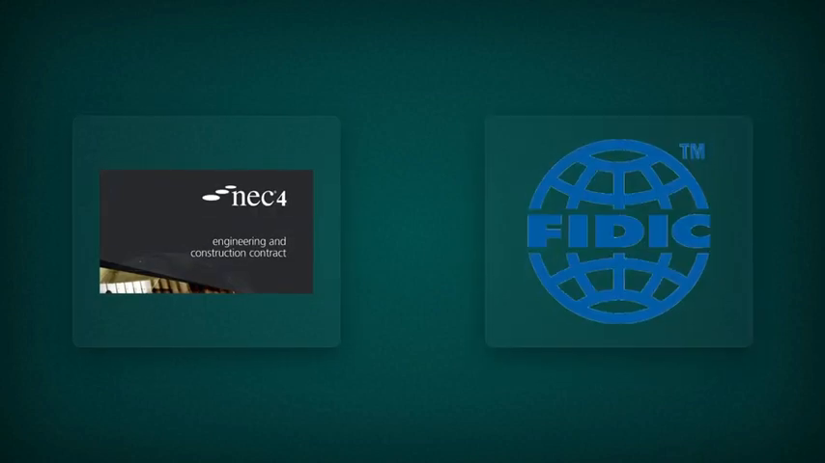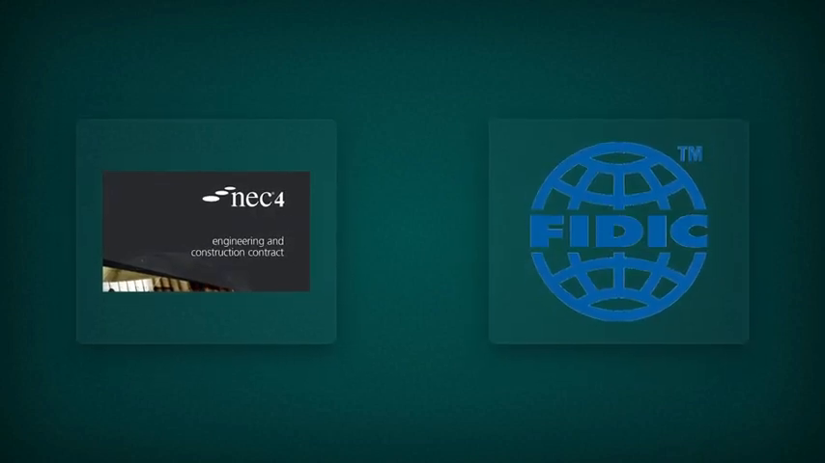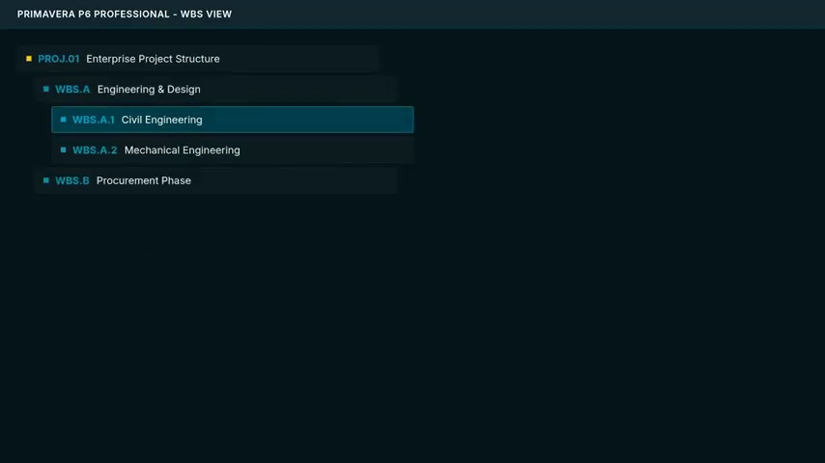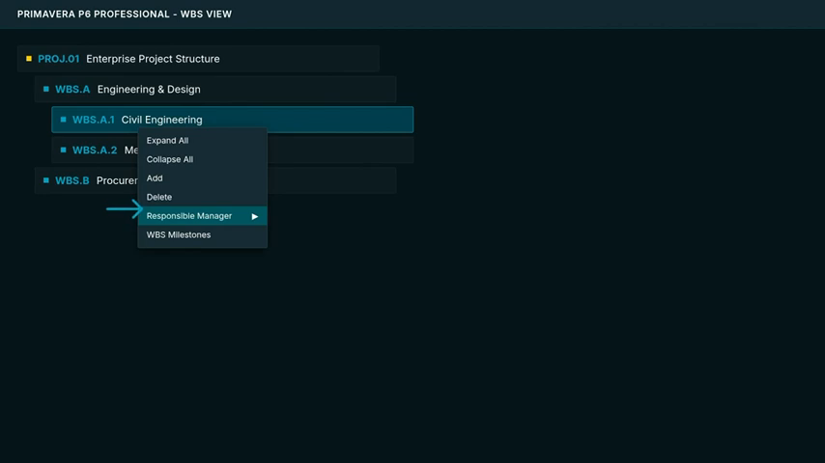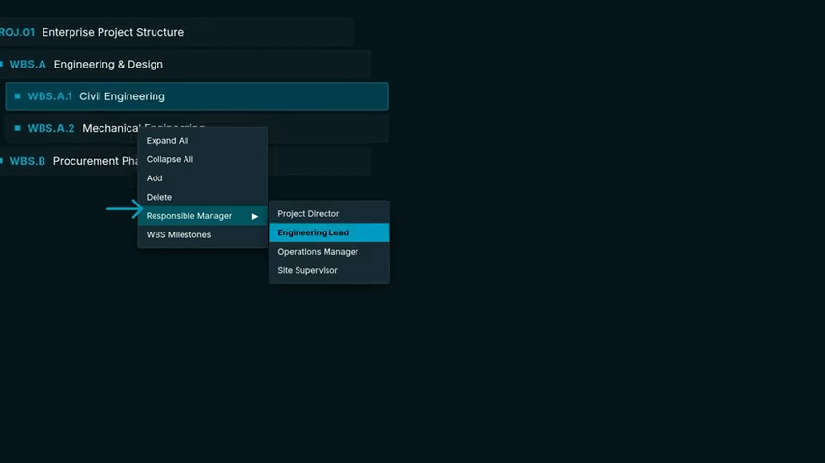The final step is linking the OBS to the WBS. This is project governance built into the software architecture. On NEC4 and FIDIC contracts, this structured accountability trail is exactly what auditors and clients expect. Simply right-click the WBS node, select Responsible Manager, and assign the correct OBS node from your hierarchy.